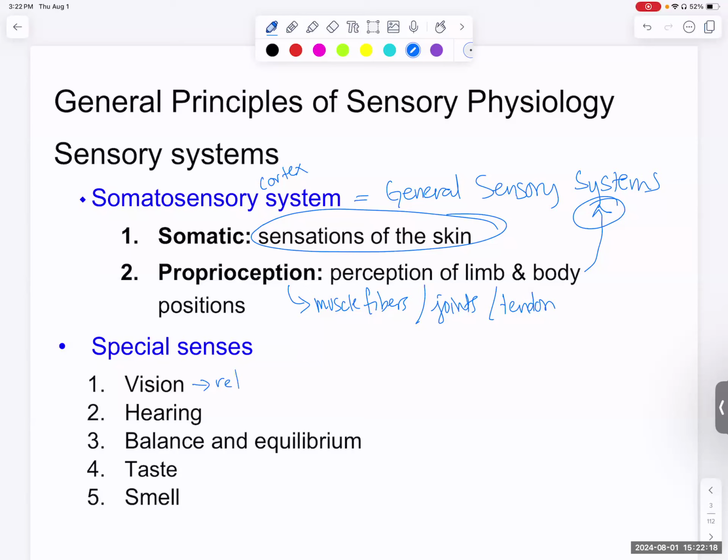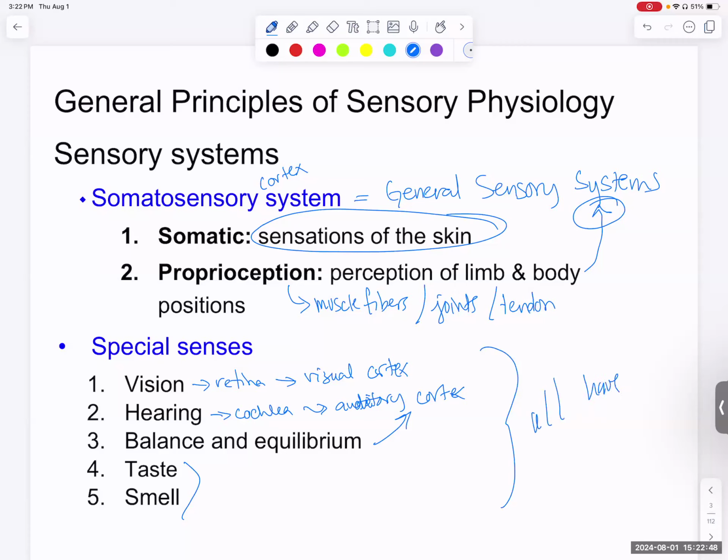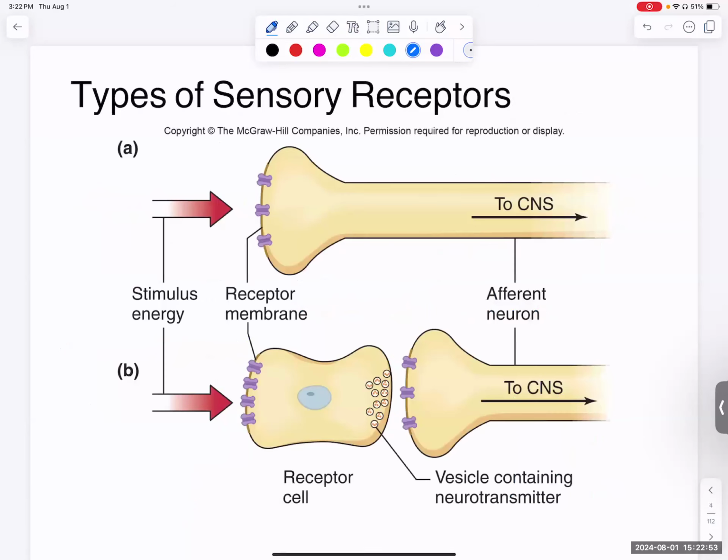Special senses are special, right? Vision is coming from the retina and it's going to end in the visual cortex. Hearing, right? Cochlea, it's going to end at the auditory cortex. Balance and equilibrium, it's going to the temporal lobe as well. Taste and smell, temporal insular lobe. So they all have their own cortex, and they're special. They get their own special.